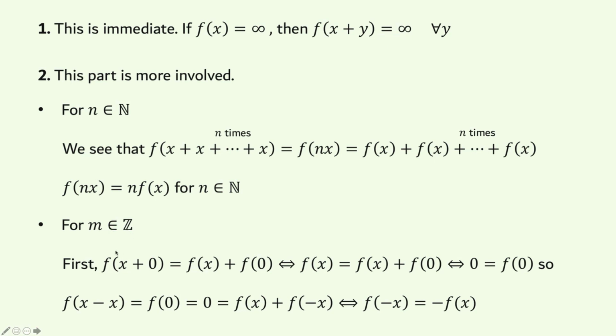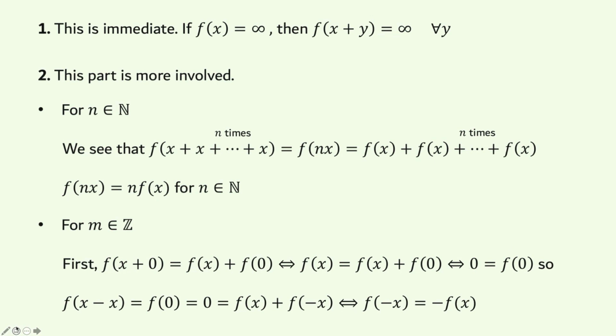But before that, because for the integers we need negative numbers, we need a trick to show that we can work with negative numbers here. So first we're going to consider f of x plus 0, and that's just f of x plus f of 0, using again the additive property of f. But x plus 0 is just x. So this is just f of x equals f of x plus f of 0, and canceling f of x on both sides, we have that f of 0 equals 0. So f passes through the origin.